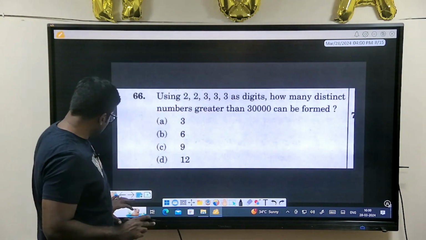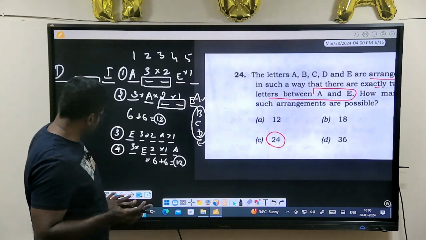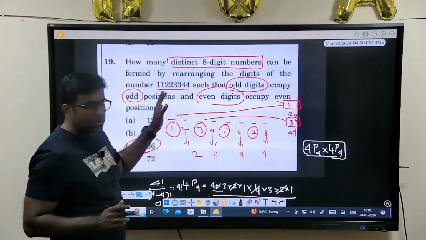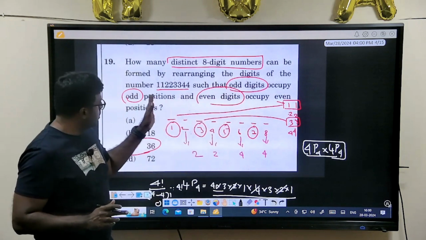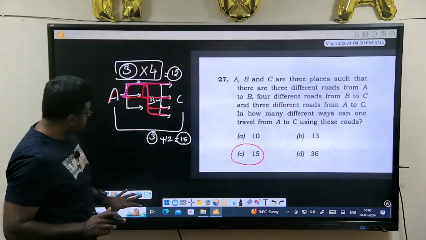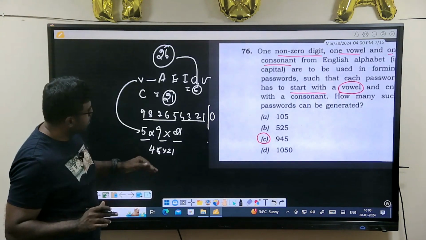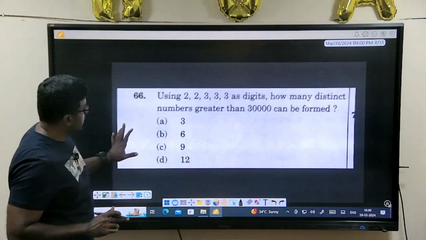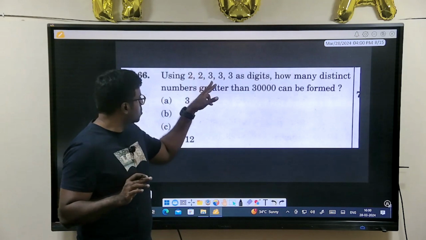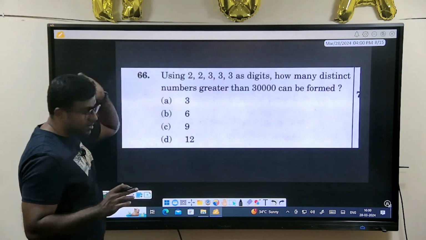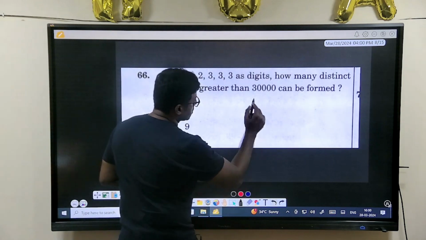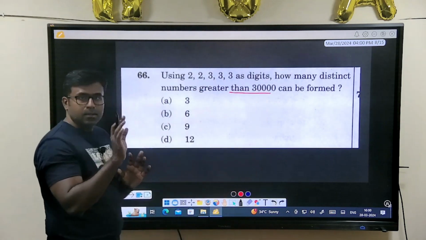This is again a question very similar to something we solved, odd digits occupying odd positions and even digits occupying even positions. They have also asked something like this. Now there is repetition of digits, two 2s and three 3s. How many distinct numbers can be formed? But they have one clause: it should be greater than 30,000.